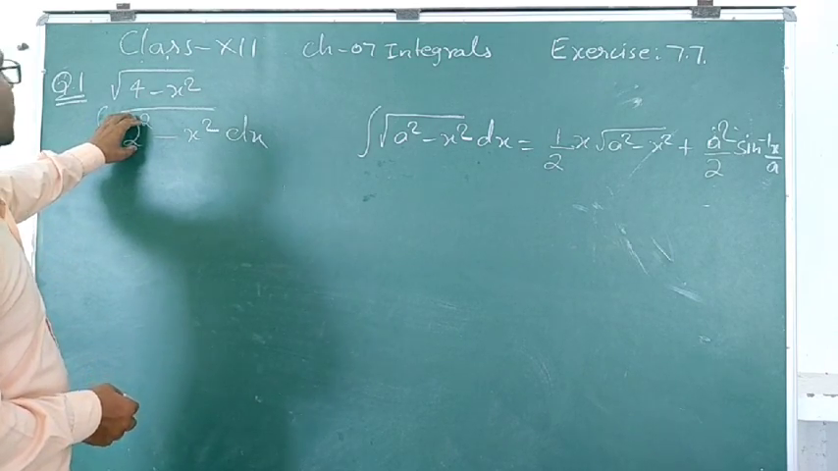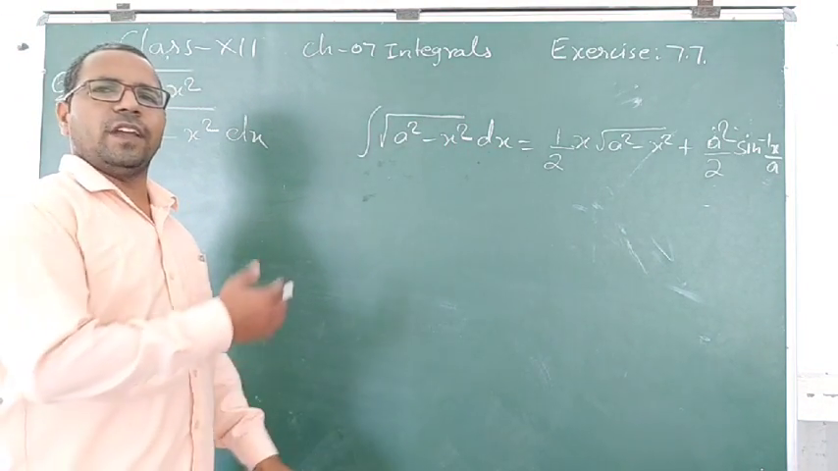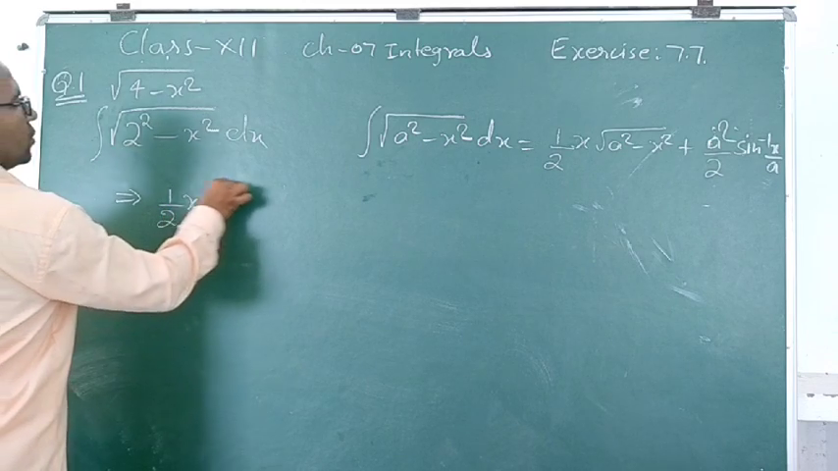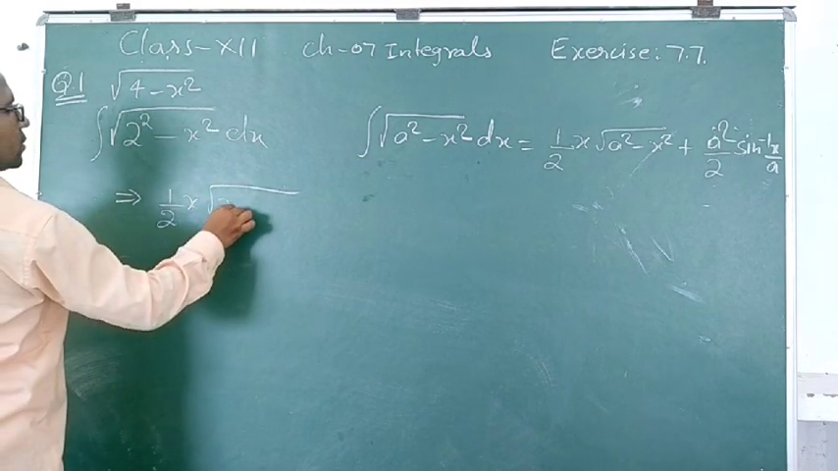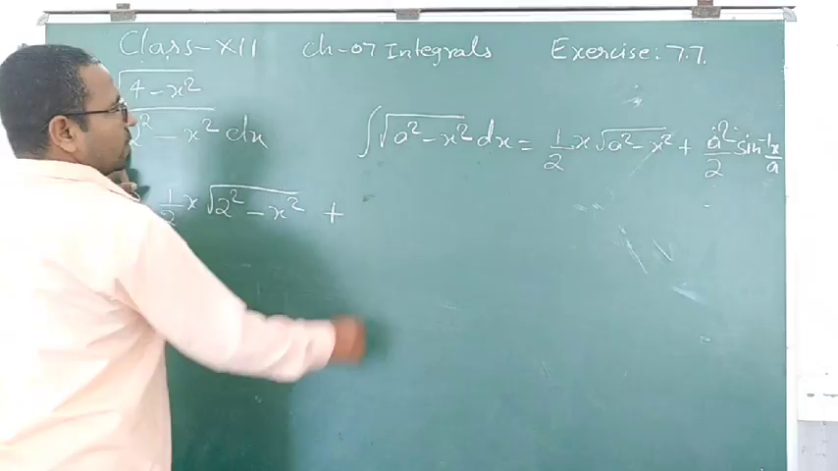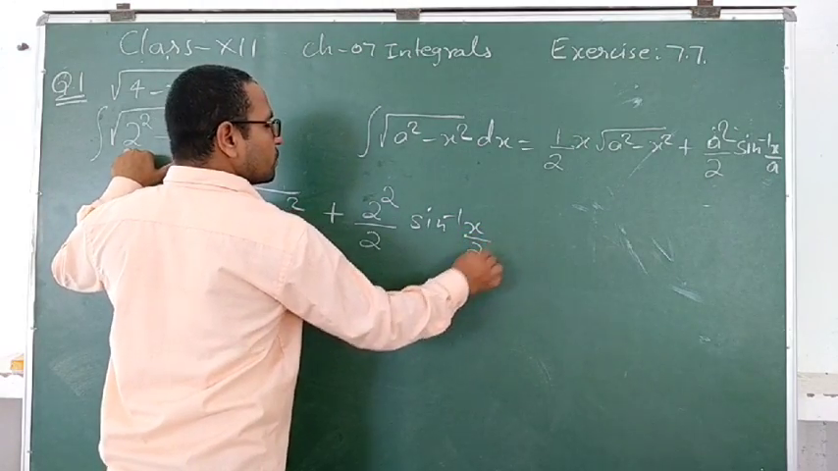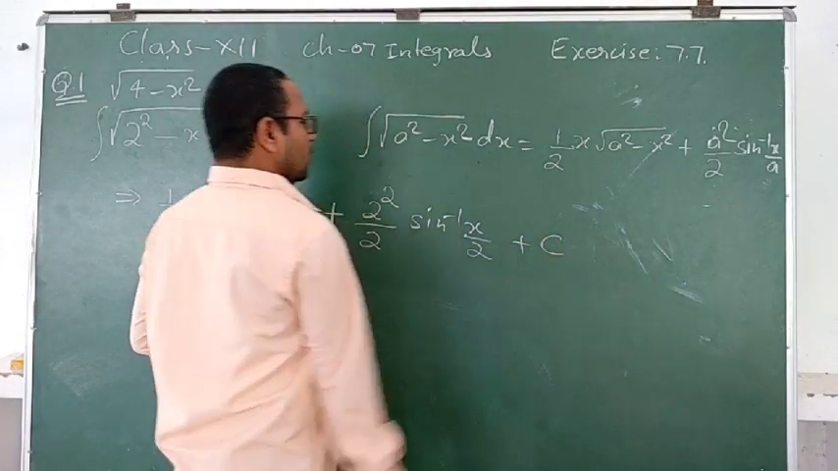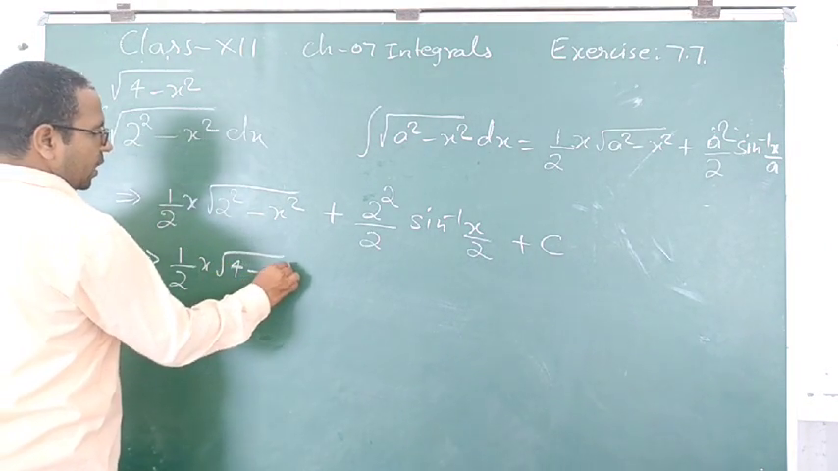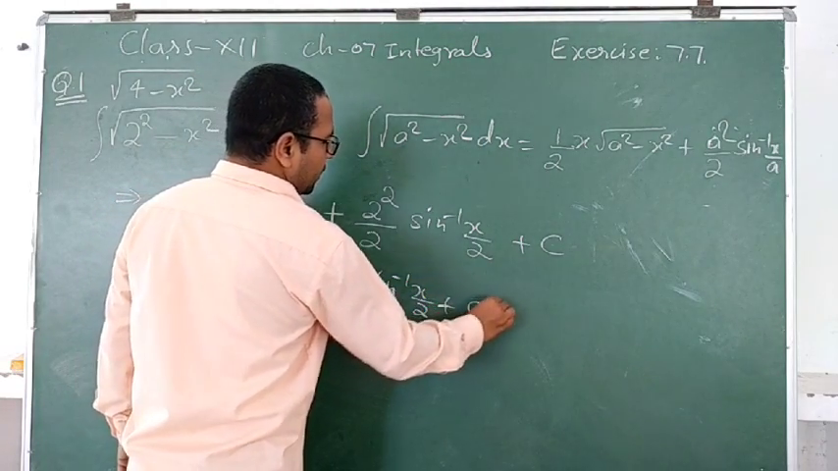Now at the place of a, it is given here 2, and x will remain the same. So we have to substitute the value only at the place of a, 2, and the rest of the things will remain the same. So how much will we get? 1 by 2 x root, a value is 2, so you will get 2 square minus x square, and plus a square, that means 2 square by 2 sin inverse x by 2, plus one constant c. Now students, we have to solve it. So 1 by 2 x root 2 square, you will get 4 minus x square, plus 4 divided by 2, it will give you 2. So sin inverse x by 2 plus c. This much is the answer.